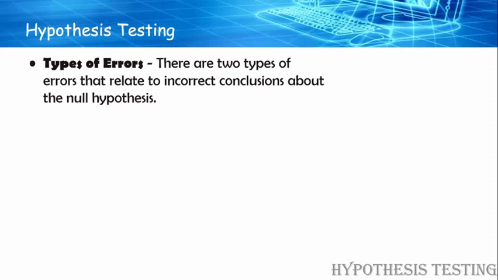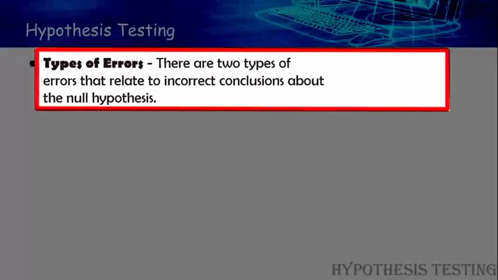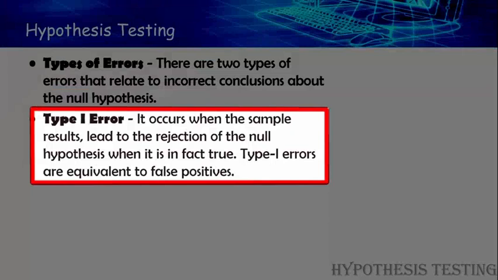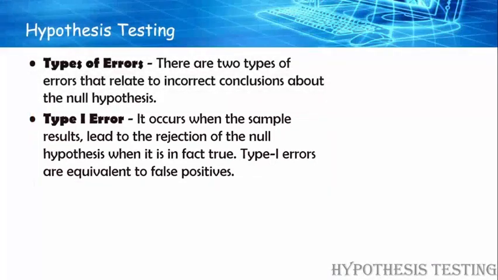So now we have types of error. Again, we have two types. There are two types of errors related to an incorrect conclusion about the null hypothesis. Type 1 error occurs when sample results lead to rejection of the null hypothesis when it is in fact true. Type 1 errors are equivalent to false positives. The best example I can give you is a review: the review is negative, but our machine learning model has predicted it as positive. That is a false positive. So that is type 1.